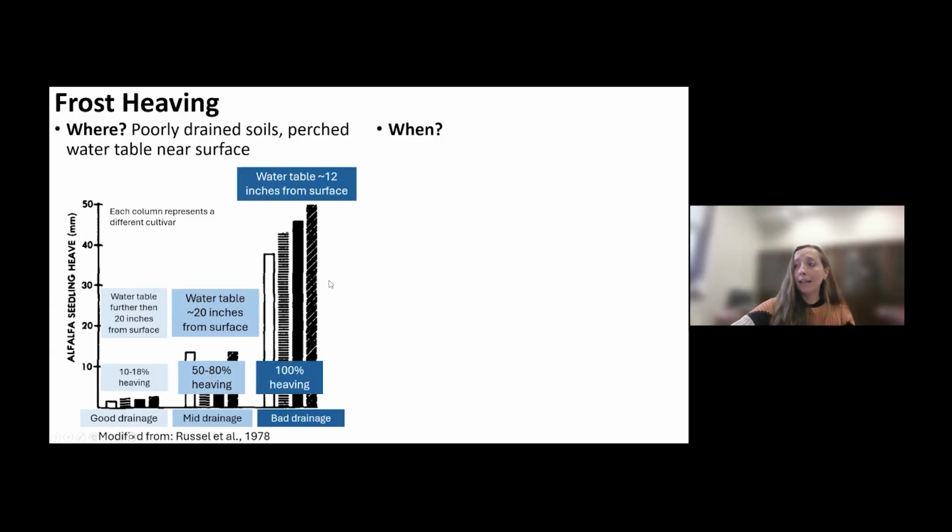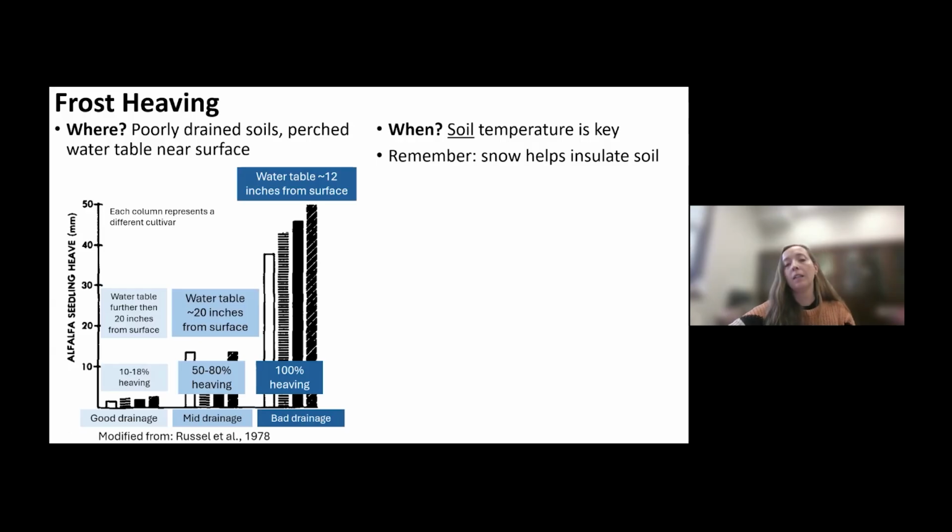For bad drainage soils, the heaving was more intense. Bad drainage, in this case, the water table was just at around 12 inches below the soil surface, and all plants suffer from heaving. So again, poorly drained soils are not good for this type of winter kill. It can also happen a lot if the soil temperature is varying.